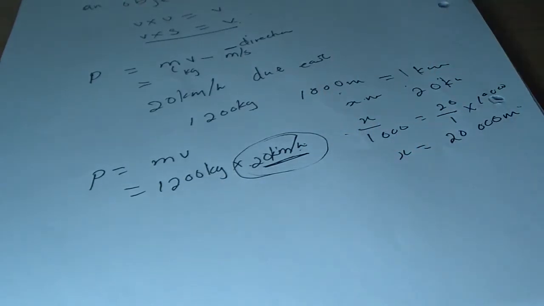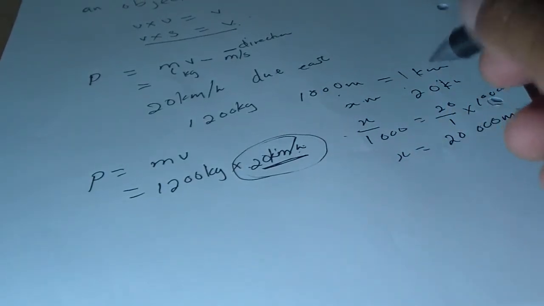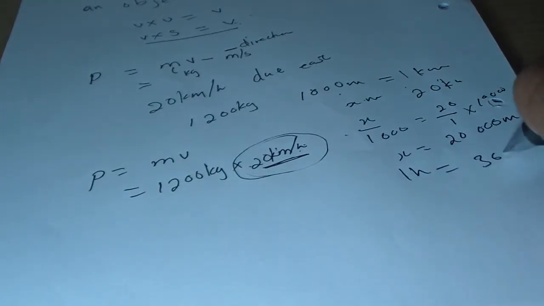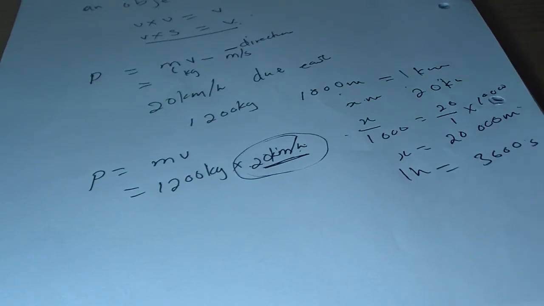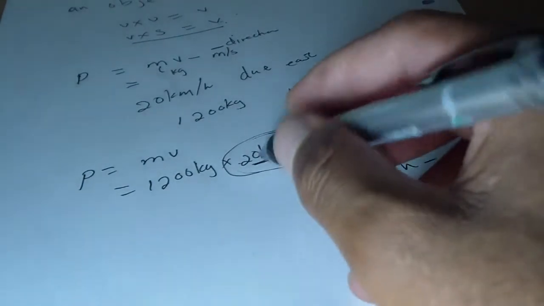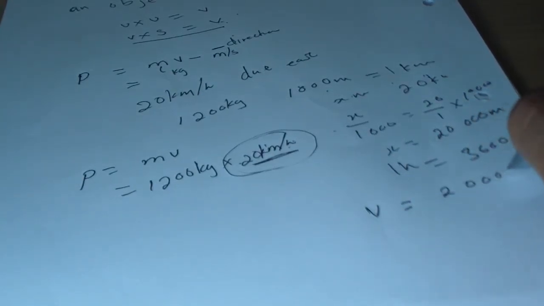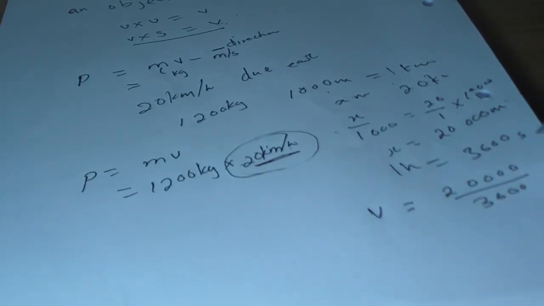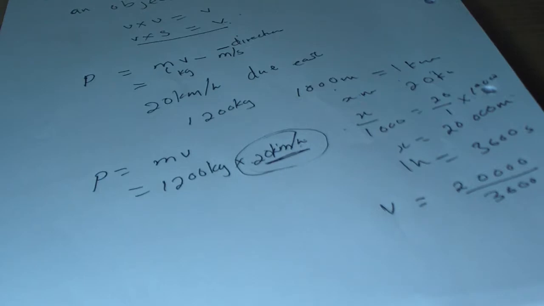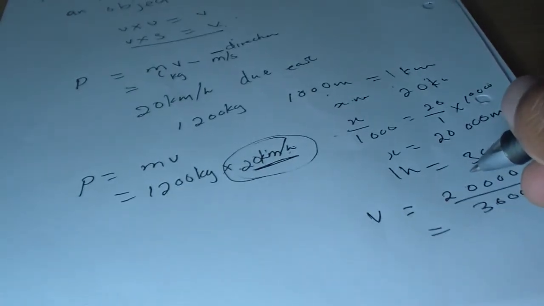But we also know that 1 hour is 3,600 seconds. So now we can find our velocity in meters per second, which is 20,000 divided by 3,600. Let me do it on the side. So it's 20k divided by 3,600. If you've done the calculation right, you should be getting 5.5555.